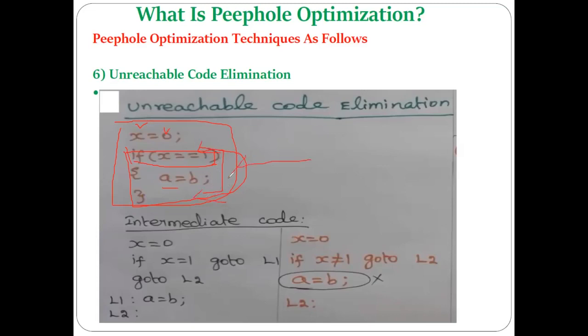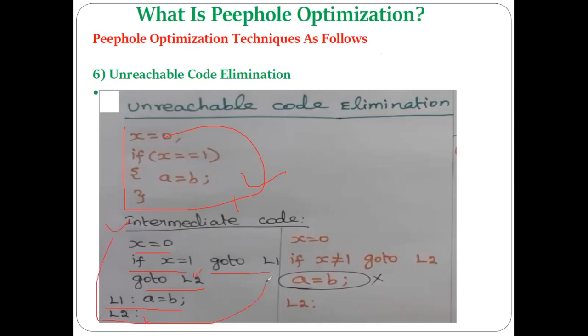That is the reason this code is called unreachable. So eliminating such code is called unreachable code elimination. Okay, so we can write the intermediate code for this like this. X equal to 0, if X equal to 1, go to L1, otherwise go to L2. In L1 we have written a equal to b. If X equal to 1 is false, then go to L2.